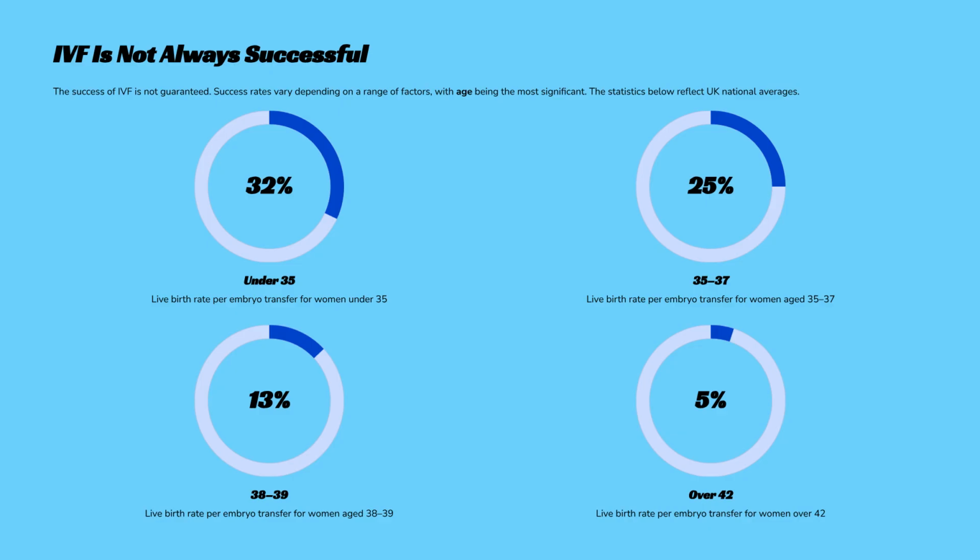Success is not guaranteed. As shown here, live birth rates per embryo transfer vary by age. Women under 35 have the highest success rates, which decrease as age increases, reaching lower percentages for women over 42.